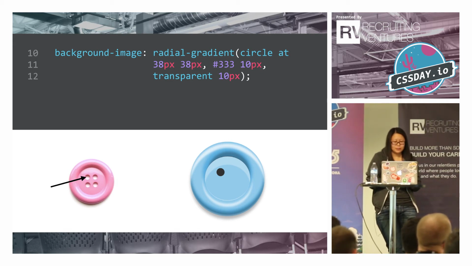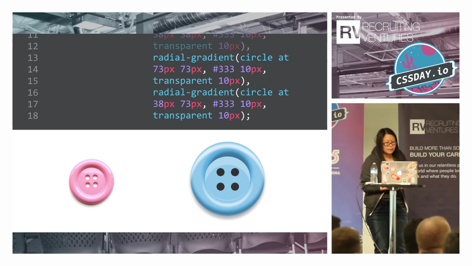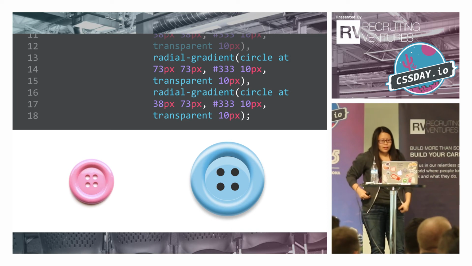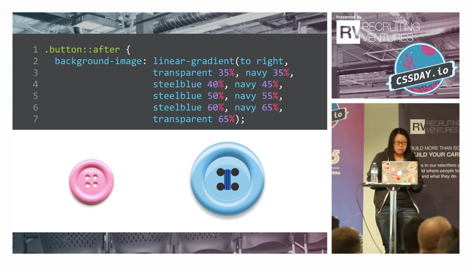And basically what that's doing is creating a little gray circle in the background of my pseudo element, and then I'm going to place it at 38 pixels from the top and left. And then using multiple background images, as we talked about, I'm going to do the same thing 3 more times and place those gradients in the corners of the square to create the buttonholes. And so since we still have that after pseudo element, we haven't used it yet, we can create some threads.